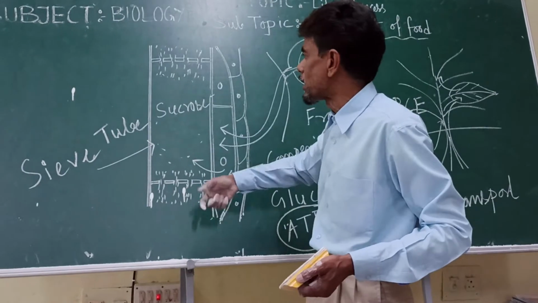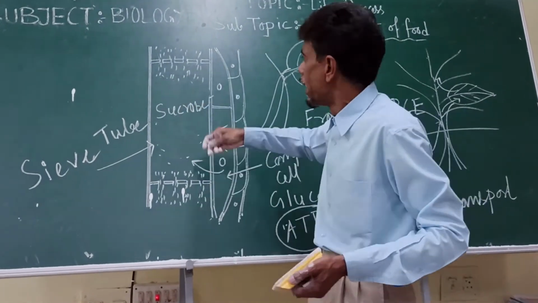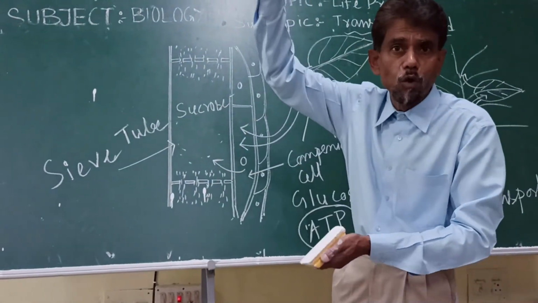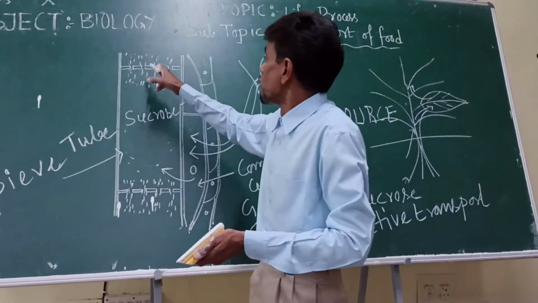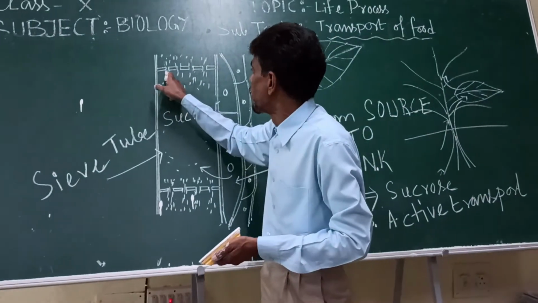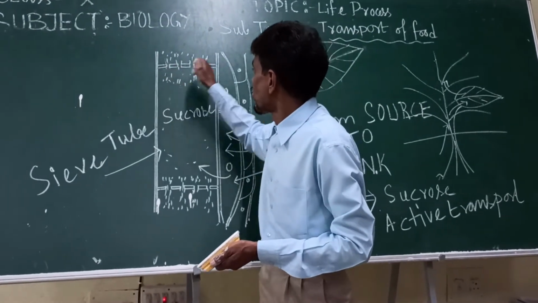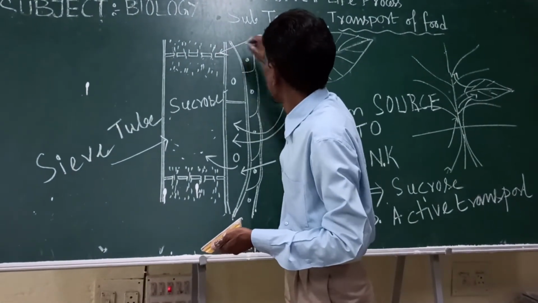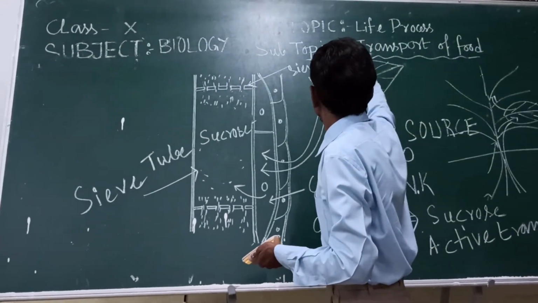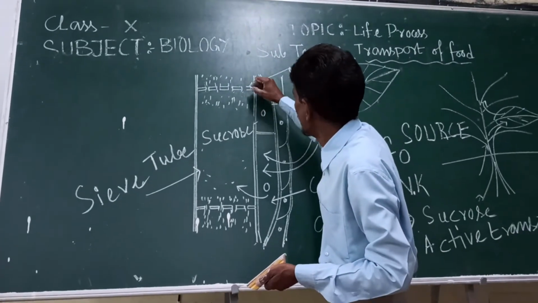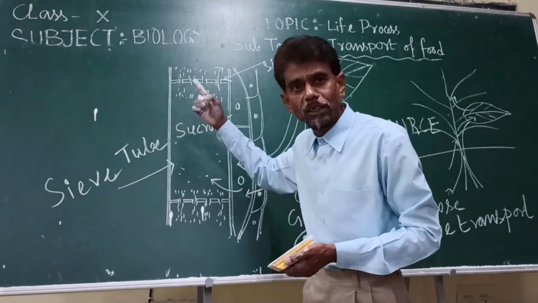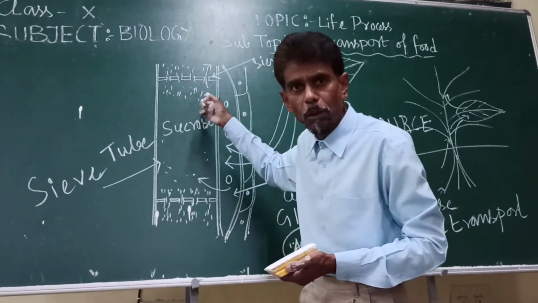the sieve tube is just like a tubular structure, just like a pillar or column, having perforation. So many sieve tubes are joined end to end to form a continuous channel. The individual sieve tube is connected with the adjacent sieve tube by what is called the sieve plate, which is having perforations. Through these perforations it can pass from one sieve tube to the next sieve tube.